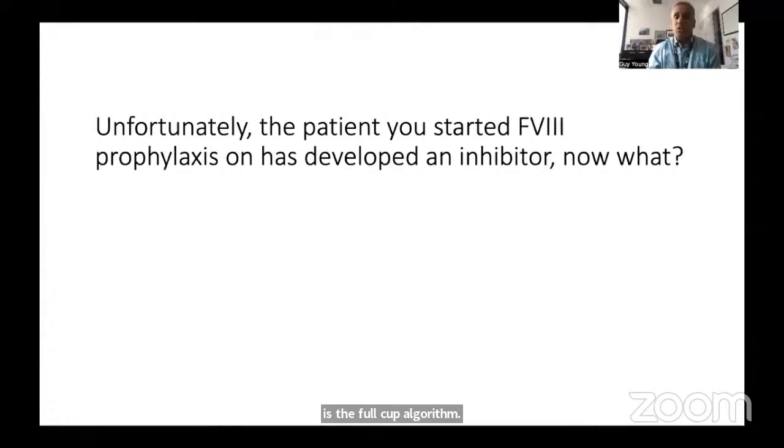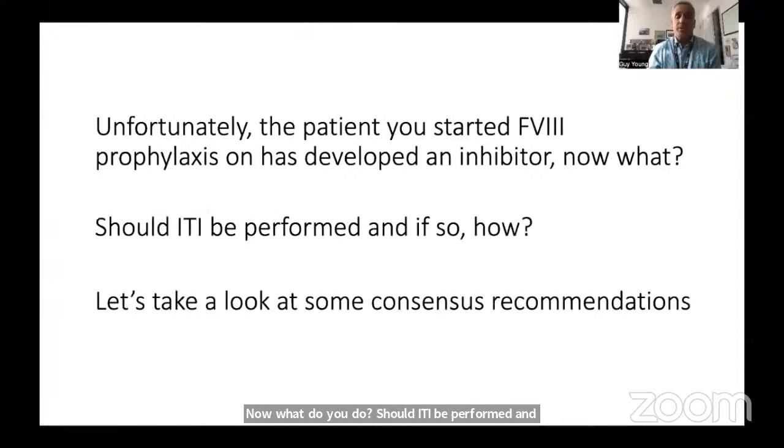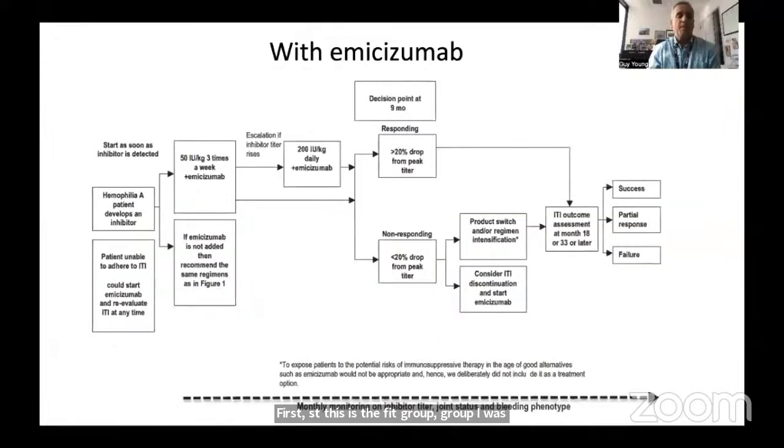Now, unfortunately, the patient you started factor VIII prophylaxis on has developed an inhibitor. Now what do we do? Should ITI be performed, and if so, how? Let's take a look at some consensus recommendations. First, this is the FIT group I was involved with, so you can see this paper and the details in that paper.